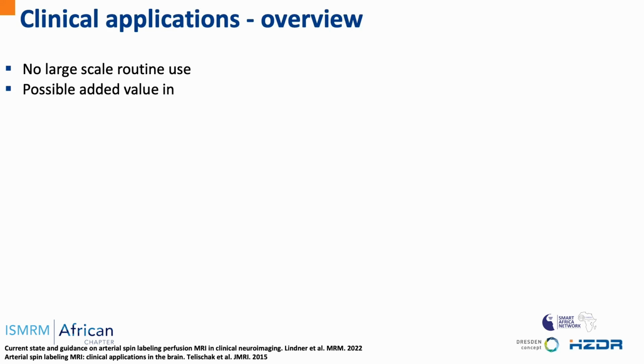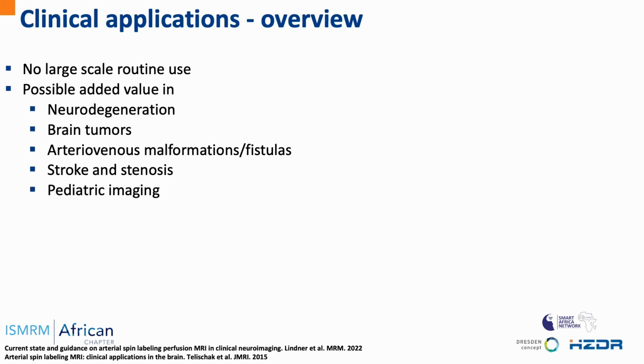Most hospitals don't. There are, however, certain pathologies where ASL is an alternative sequence that can provide similar information as some other sequences used. And there are some cases where ASL can really have a true added value. So in the next slides, I will provide some examples of how ASL can be used to image neurodegeneration, brain tumors, arteriovenous malformations, stroke and stenosis, or how it can be used in pediatric imaging. And again, please, if you want more information about clinical use of ASL, check these two papers that provide really great information and that I've also used to create this presentation.